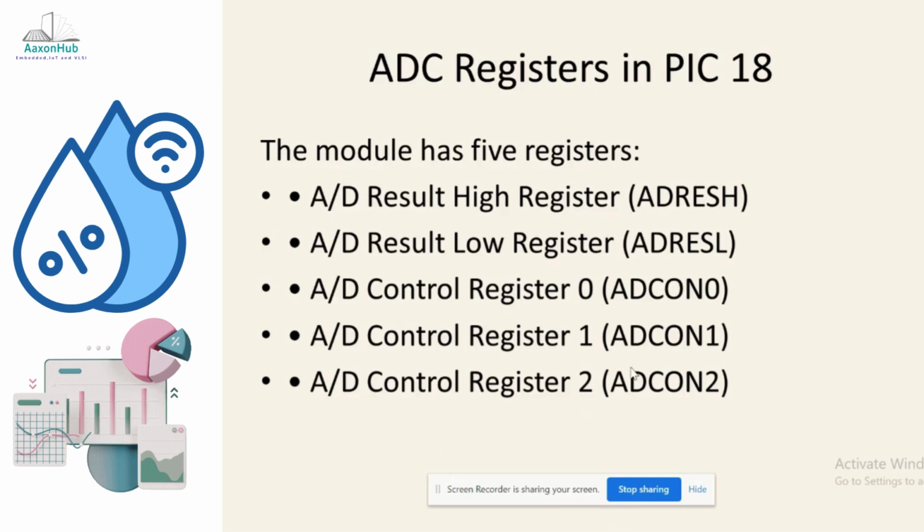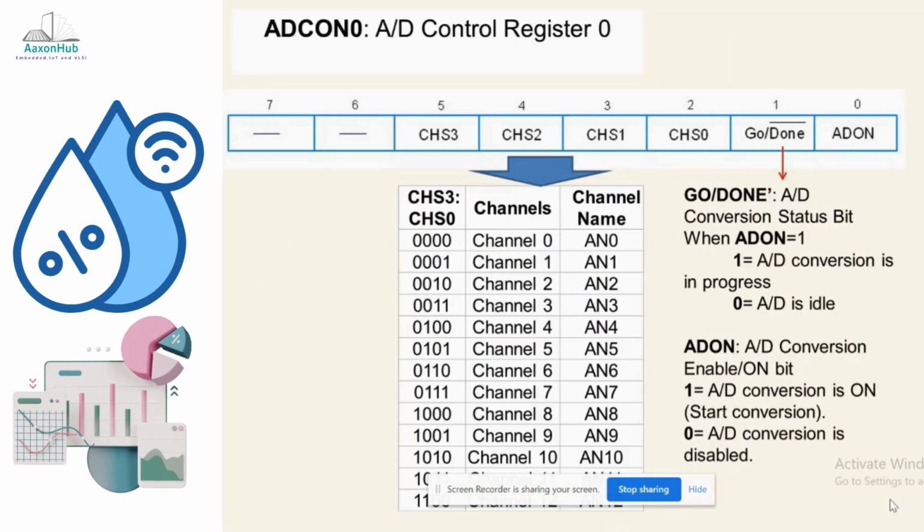Those are 5 registers. The very first control register is the ADCON0 register. This register is used for channel selection. All 13 channels will be selected by these 4 bits.